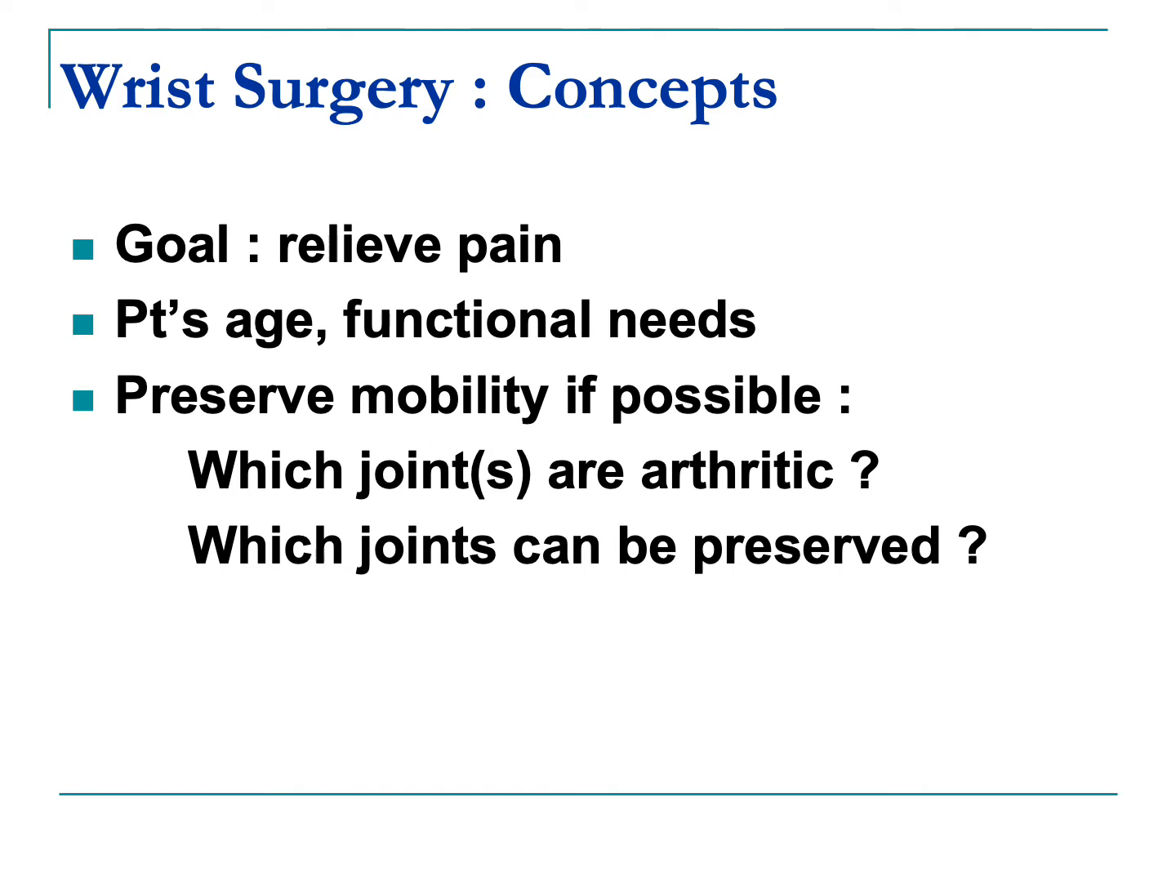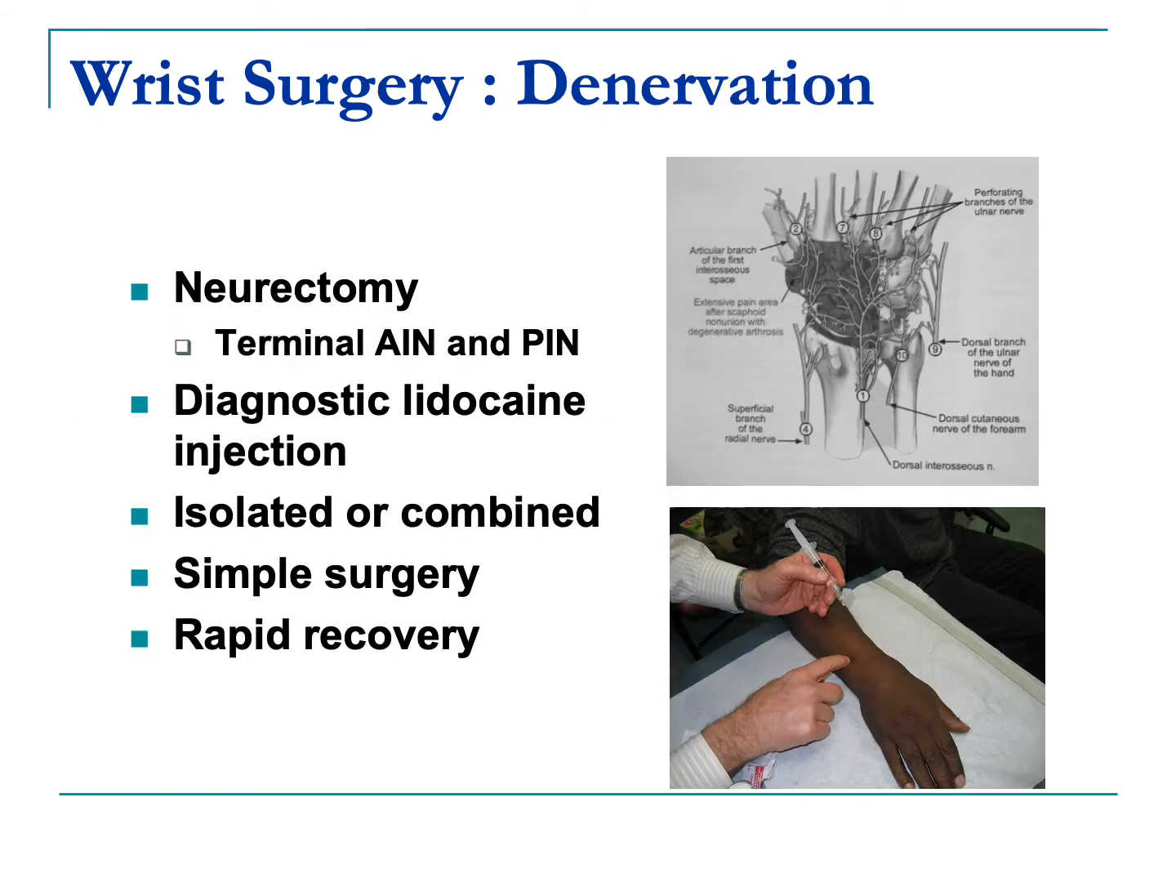As far as the surgery concerning the wrist is concerned, the major goal here is to relieve people of their pain. It's important to take into consideration the patient's age, their functional needs, and then the question is, if we're going to try to preserve mobility, which joints are arthritic and which joints can be preserved, because a full wrist fusion, such as sometimes is necessary, is not always indicated if some of the joints are arthritic and others are not.